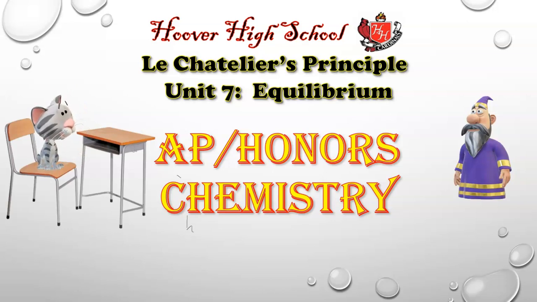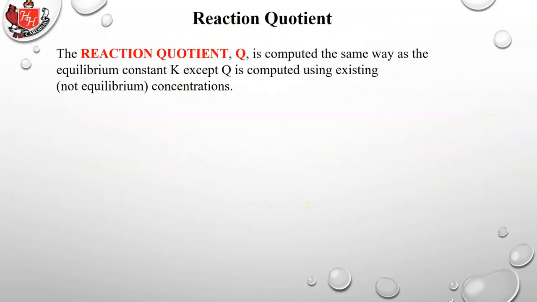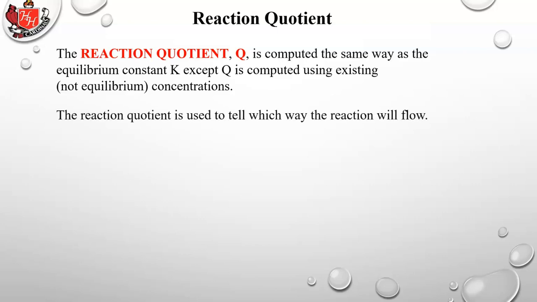AP Chemistry, we're continuing with the equilibrium unit, and there are several topics in this, but this is titled Le Chatelier's principle. Okay, so first we're going to start off with the concept of a reaction quotient. So the reaction quotient Q is computed the same way as the equilibrium constant K, except Q is computed using existing, not equilibrium concentrations. So the reaction quotient is used to tell which way a reaction will flow.